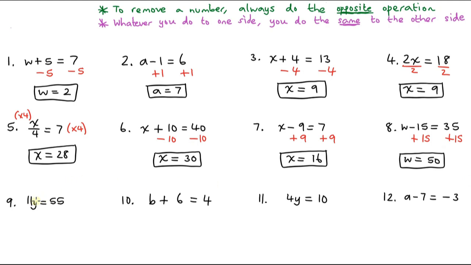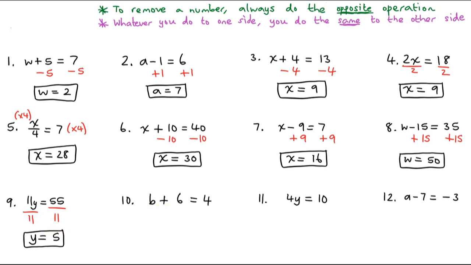Okay, moving on to the last set of questions. Question 9. 11y equals 55. So this is 11 times y. So instead of multiplying by 11, we can divide by 11. That will cancel those 11s out. So obviously we need to do the same to the right, sorry. So we're left with y is equal to 55 divided by 11. Well, that's nice and easy. That is 5. Hopefully you know your 11 times tables.